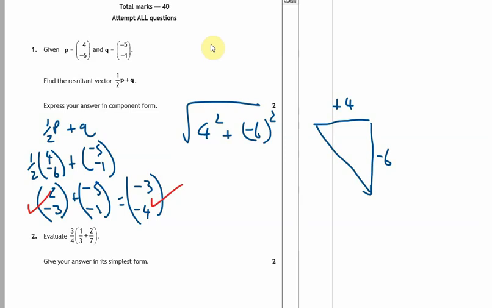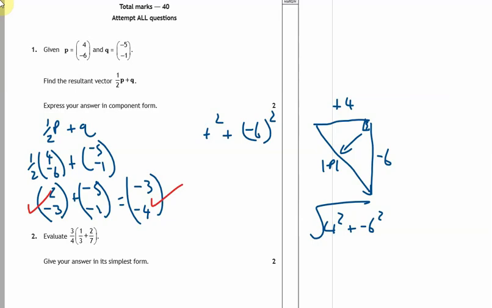So I would think of this as the magnitude. And if you think of it as a right angle triangle, opposite the right angle is your hypotenuse. So 4 squared plus minus 6 squared, square root. That's the way I like to remember it. That's what jumps to my mind when I think about the magnitude of a vector. Okay.